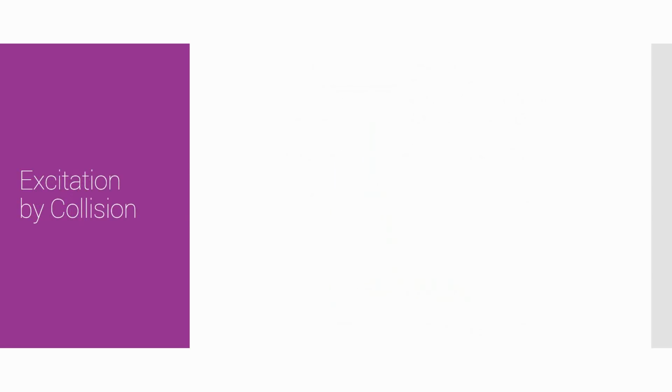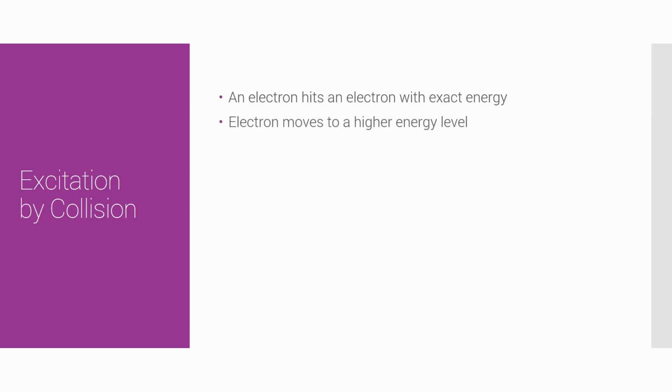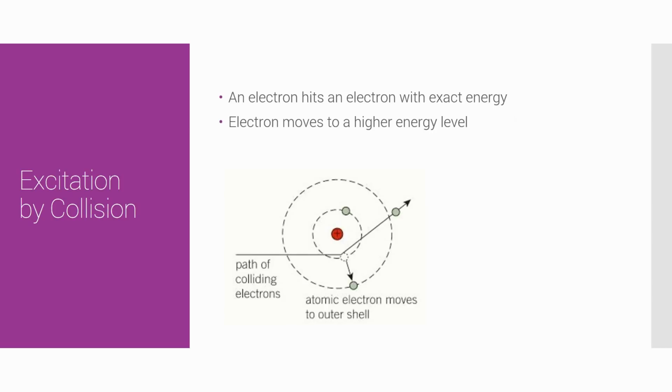So let's talk about excitation by collision. This is a form of excitation where an electron in an atom is hit by another electron. So an electron hits an electron with exact energy. It has to be exact, no less, no more. The electron then moves to a higher energy level. If the electron is actually moved to the point of ionization, this is called ionization by collision.